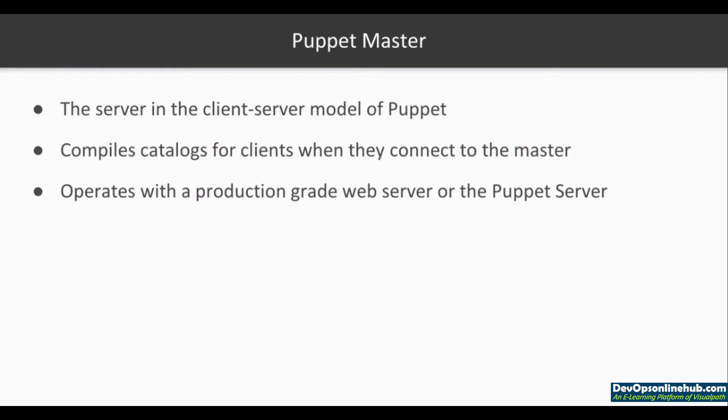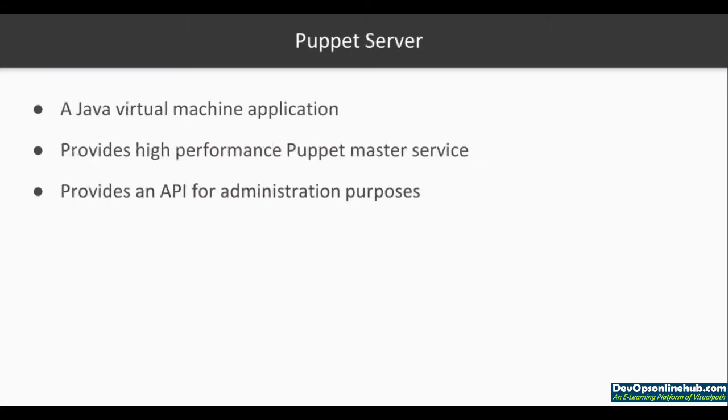The ideal way to run a Puppet master in production is with a web server or with the Puppet server. Puppet server is an open source Java virtual machine application that provides high performance and scalable Puppet master services. It can be termed as an alternative to the web server, which needs to be deployed to serve the Puppet master services to the agents. It also provides an API used for administration purposes.